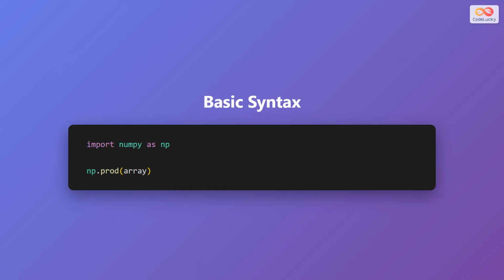Let's look at the syntax. First, you import numpy as np. Then you call numpy.prod and pass your array as an argument. That's the simplest form. The function takes your array and returns the product of all its elements.